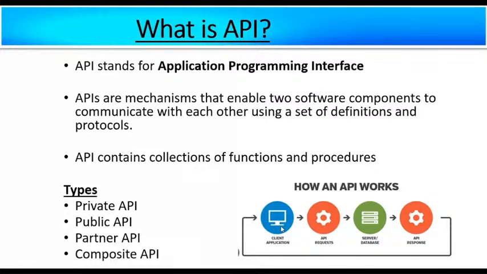The first API is the private API. This is a type of API which is used within any enterprise or organization to perform internal operations. So let's discuss the second type of API, that is the public API.